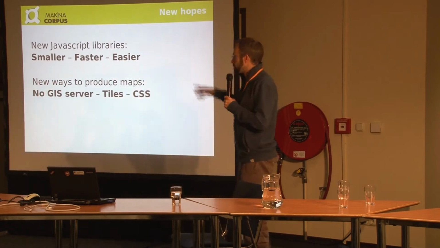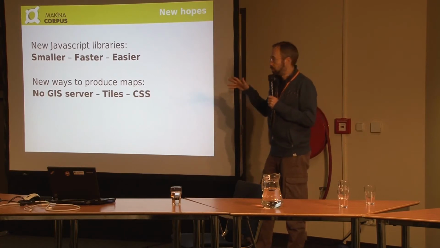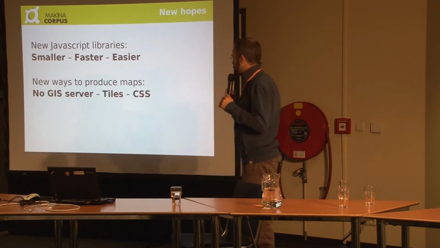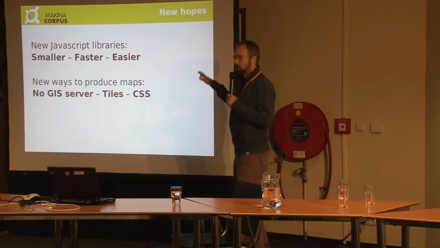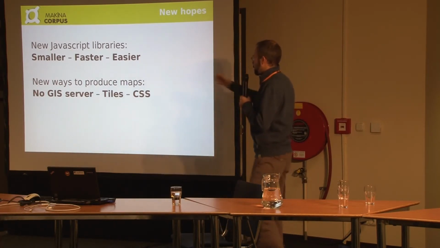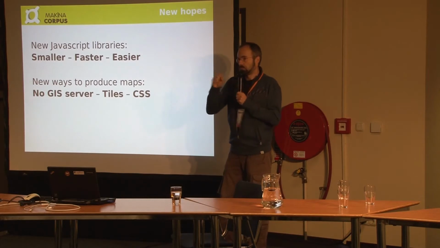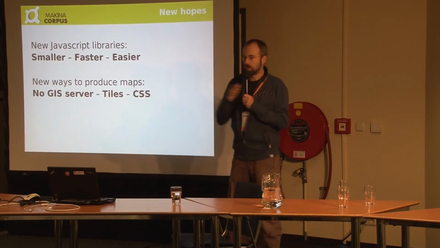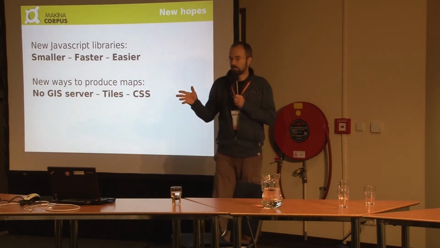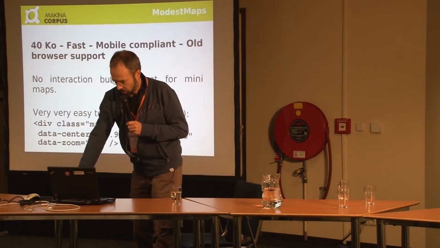There are new hopes. There are new libraries comparable to OpenLayers, but smaller, much faster, and much easier to use. Okay? And their orientation is just to have no backend server, no GIS server to provide WMS or WFS services, just tiles, which can be served by a GIS server if you need, but they can be just images you have in a folder and sent by any web server, and you use CSS to make it nice. That's a web approach, okay? That's good. So what are those libraries?